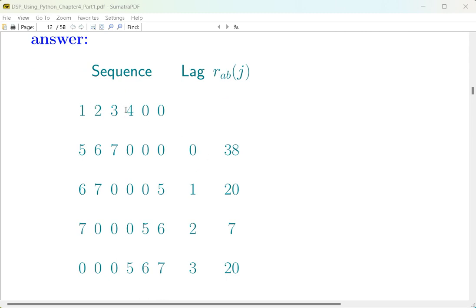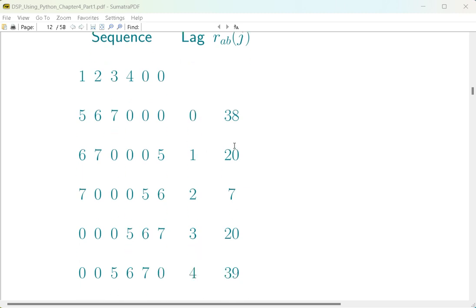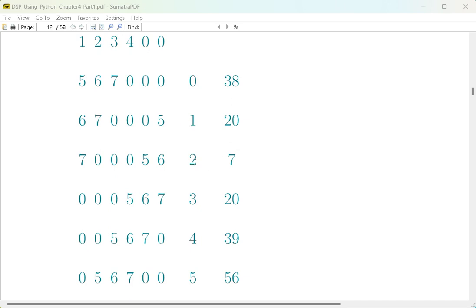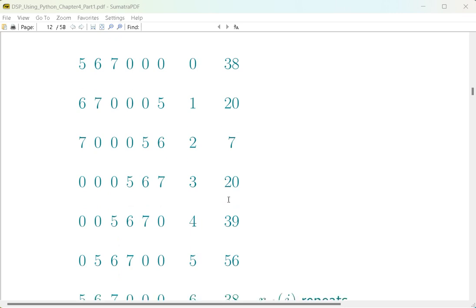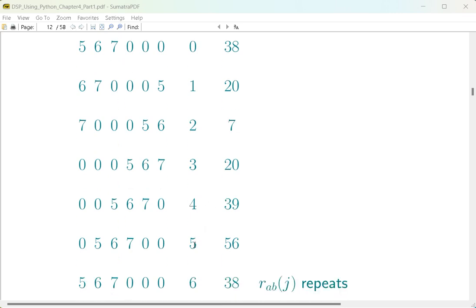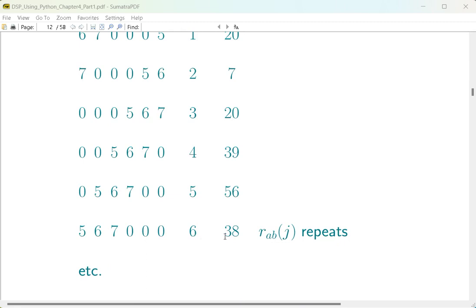When we write down the first sequence 1, 2, 3, 4 and add 2 zeros at the end, of course it's periodic, just a period has been picked. The next one is 5, 6, 7, 0, 0, 0, 3 zeros. If lag is 0, the result will be 38. 1, 20. 2, 7. 3, 20, 4, 39, 5, 56, and 6, 38. Rab of J repeats because it's periodic.